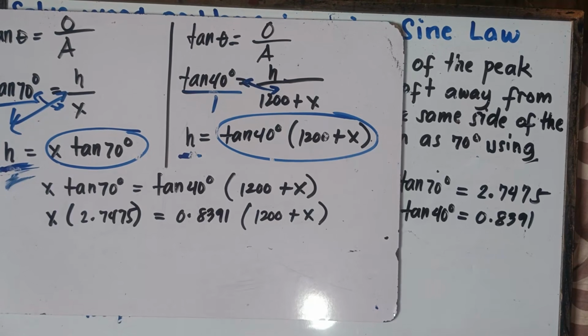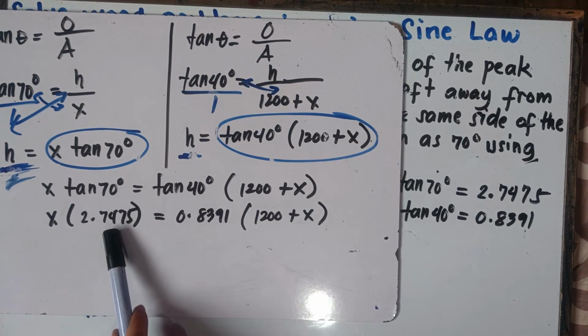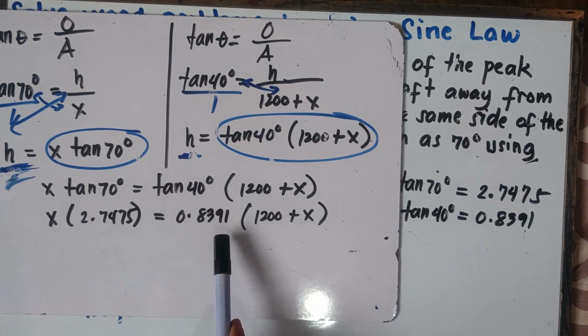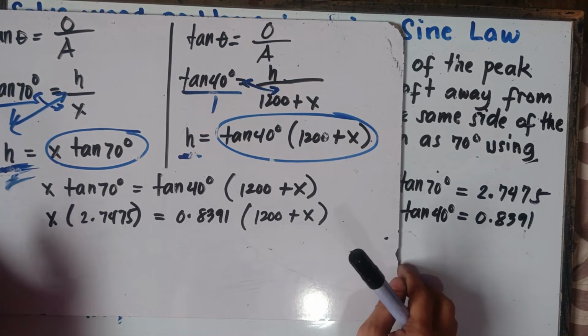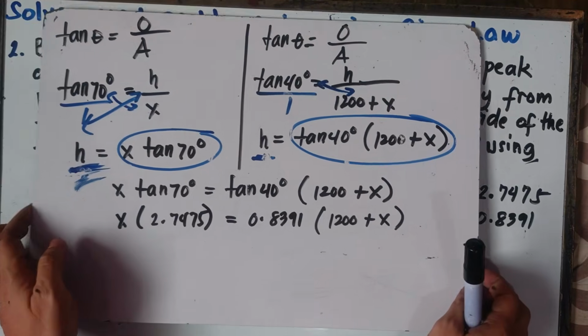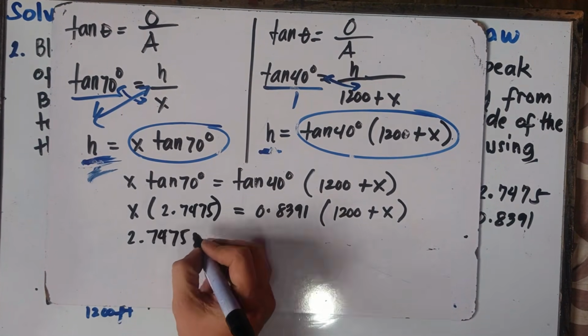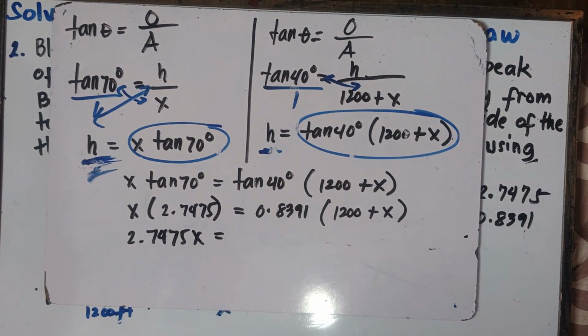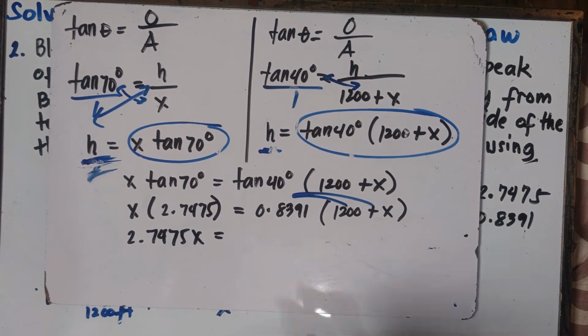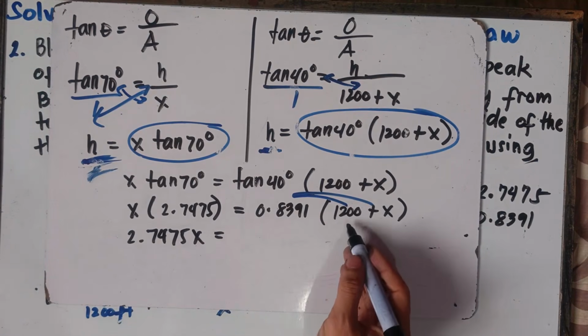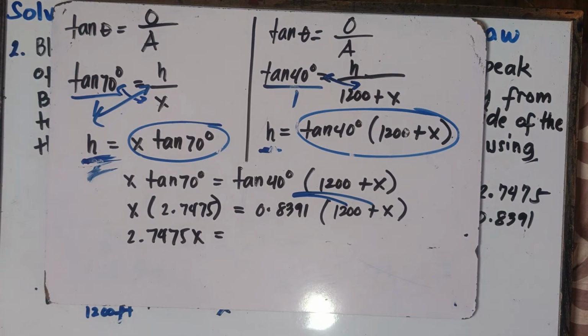Once again, class, the value of tangent 70 degrees, that would be this one. The value of tangent 40 degrees, that would be this one. And then simplify this one, x times this decimal, simply copy this one. So 2.7475x is equal to, simply apply the distributive property because we have a binomial. So 0.8391 times 1,200.